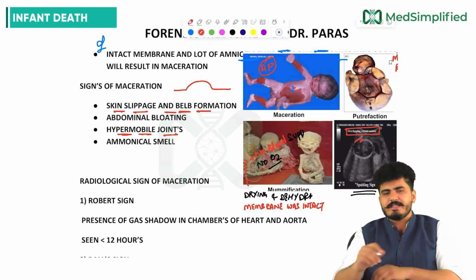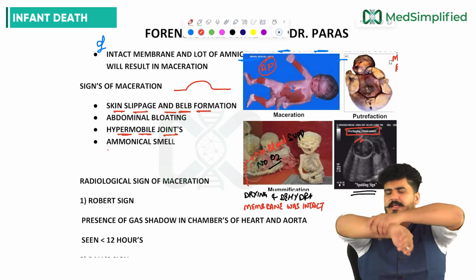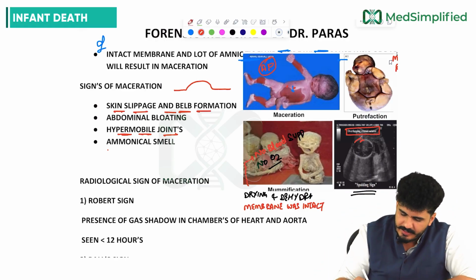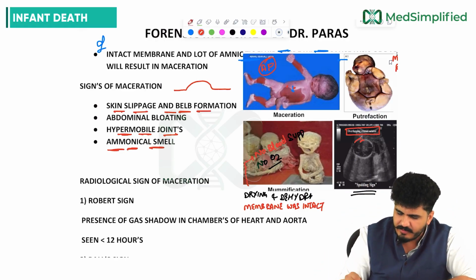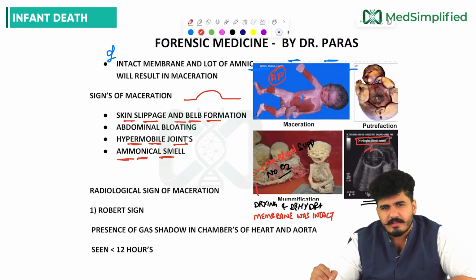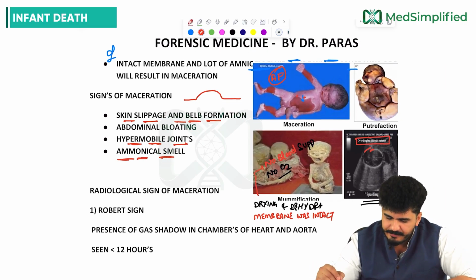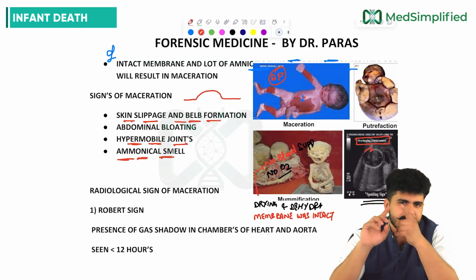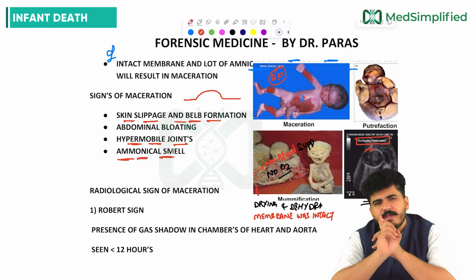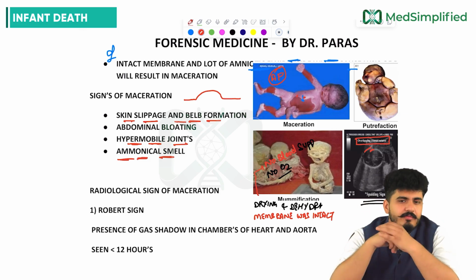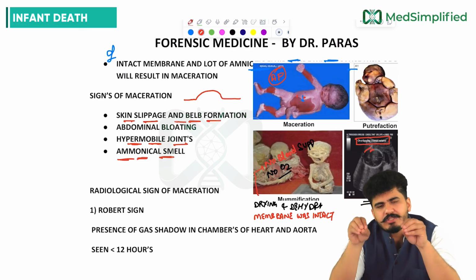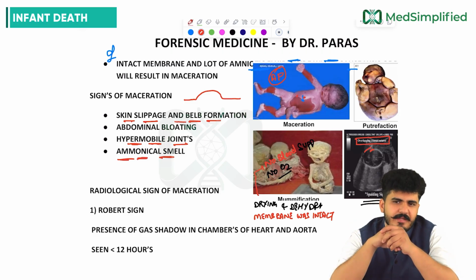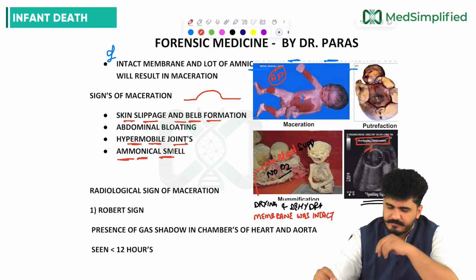Hypermobile joints. The joints are hypermobile; you can easily take them back and put them front. Ammonical smell will be there in the maceration, my dear friends. So there are the 4 signs of maceration: skin slippage and valve formation, abdominal bloating, hypermobile joints, and ammonical smell.